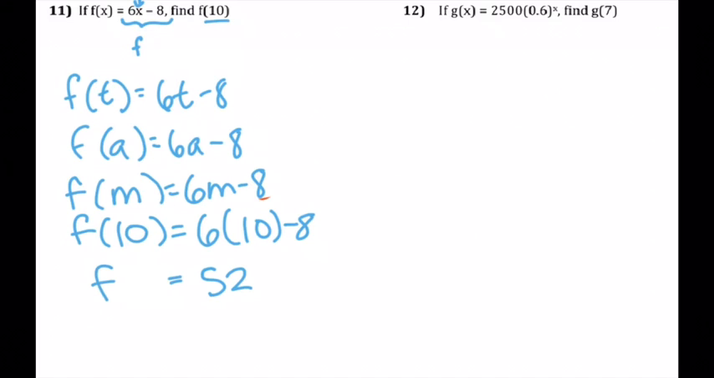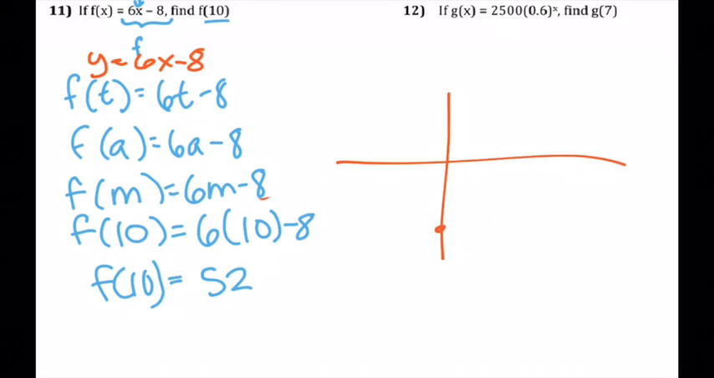52. So that's what f of 10 is. And that's all wonderful and everything, but what in the world does that even mean? So let's go back to what it said. It said basically y is equal to 6x minus 8, and you all know that that's a line, and you all could graph that as a line, right? So if I graphed it, y-intercept -8, slope is positive 6, it's going to be like that.